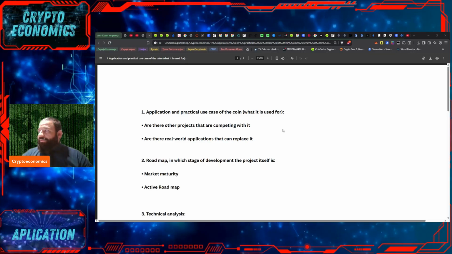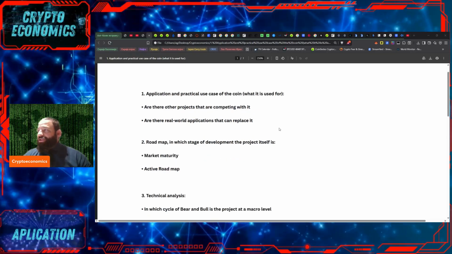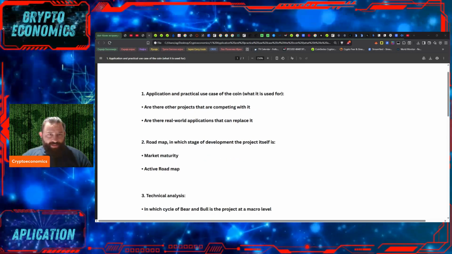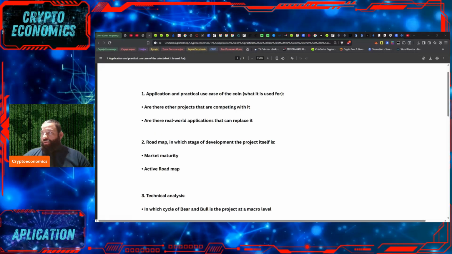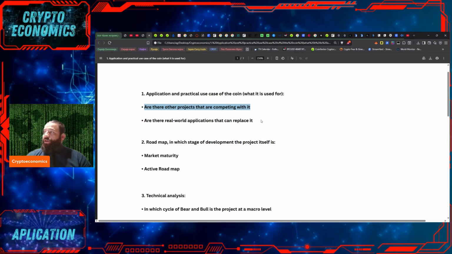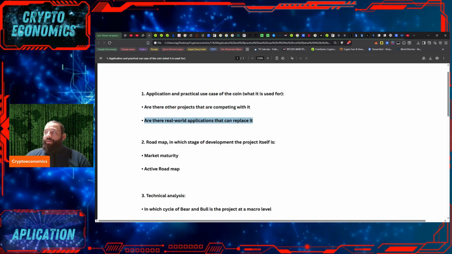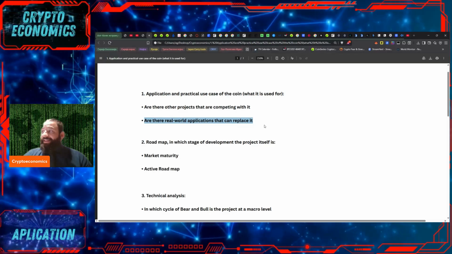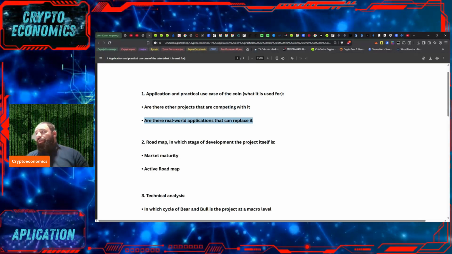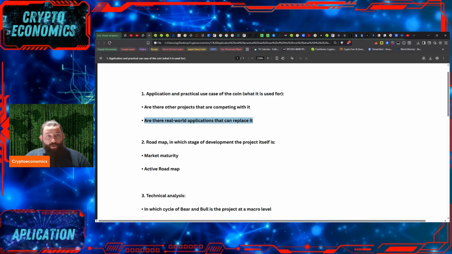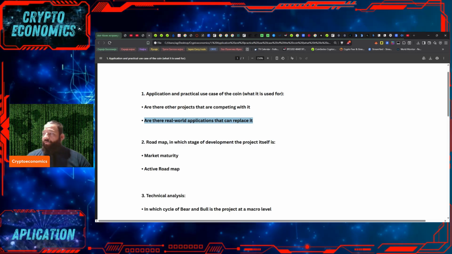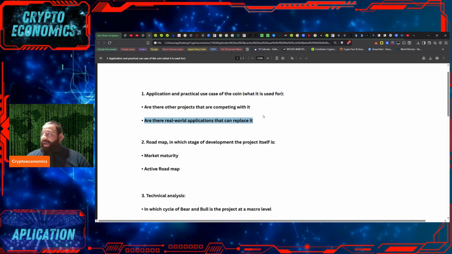But we always start with the first group of questions, which is the application and practical use case of this particular coin. Are there other projects which are competing with it? And are there real-world applications that can replace it? In this particular situation, there are no real-world applications, projects or software that can do tokenization. Tokenization can be done exclusively on a blockchain project. So in this case, this subsection is completely off, which means there is no competition from the outside world.